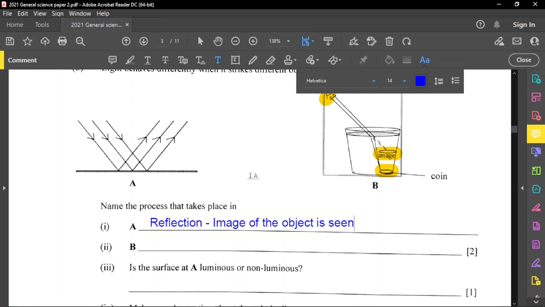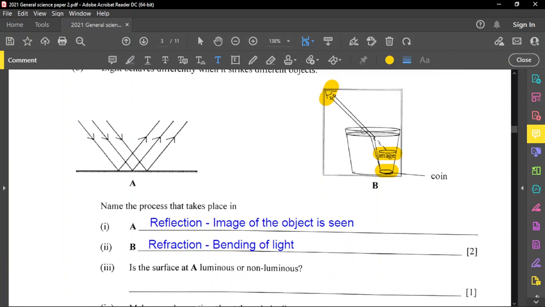Now for B, it's what you call refraction. So B is refraction. And refraction is the bending of light. So once light is bent, we call that refraction. And notice, let me show where the bending is taking place. Right here, where I'm putting this highlighting, that's where the bending is taking place. So the light from the coin goes up, then bends. That's refraction, the bending of light.